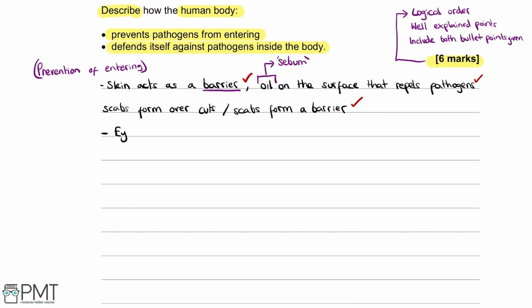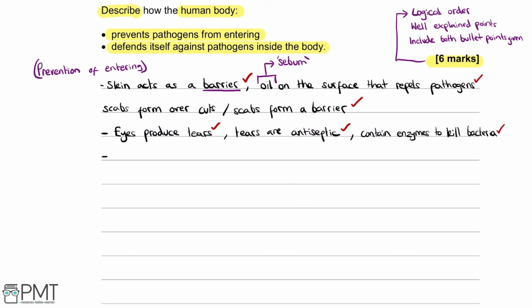You can also mention that the eyes produce tears, and these tears are antiseptic, so they will kill any pathogens trying to enter. And you can get a mark for either of those, saying that the eyes produce tears and then mentioning that they're antiseptic. And then the eye also contains an enzyme which will kill bacteria, so that's another feature that you could mention.